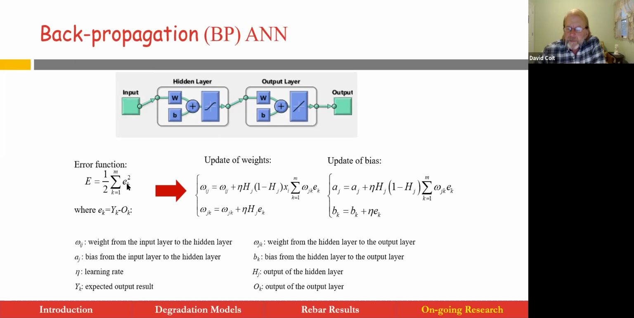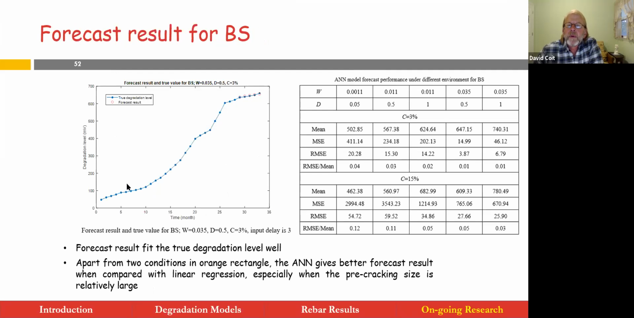Backpropagation going one way. And if you look at our data, sometimes we have a very good fit, and I can't explain why we have a good fit and sometimes not so good. But you see over here, this is all black steel.